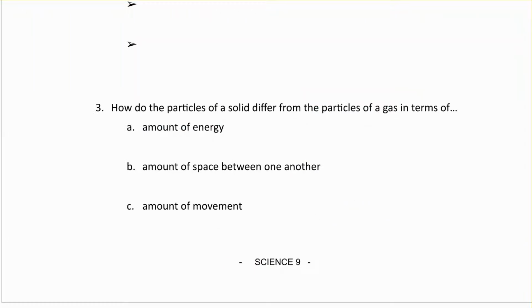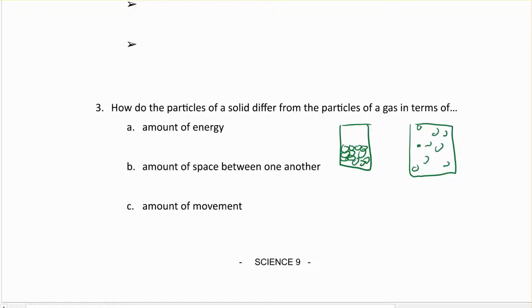All right, so number 3, how do particles of a solid differ from particles of a gas? Let's draw a picture of that standard picture you've seen of a solid, bunch of stuff all in the bottom of the glass, and then of a gas where they're all kind of spaced apart, right? In terms of amount of energy, this is our gas, this is our solid. The particles of gas, the whole reason they're able to be so separated is because they have more energy. They're moving faster. So the gases have more energy.